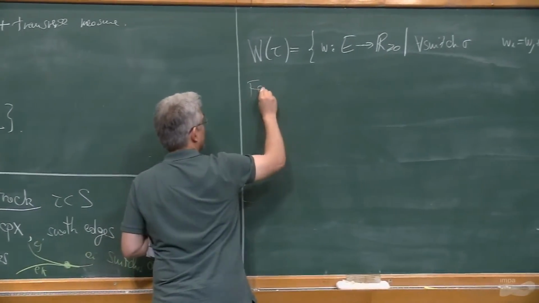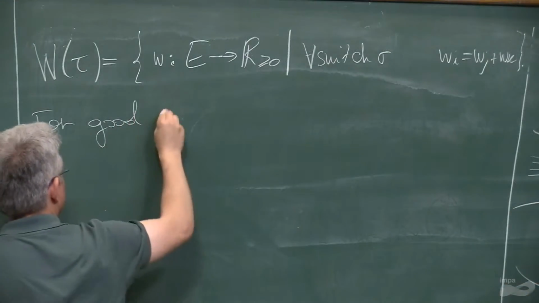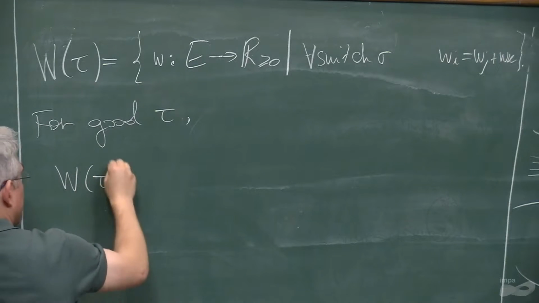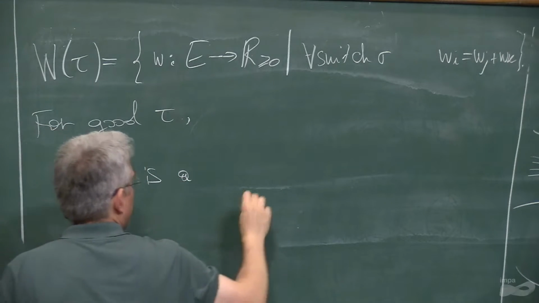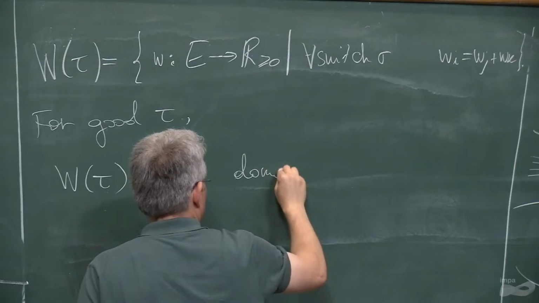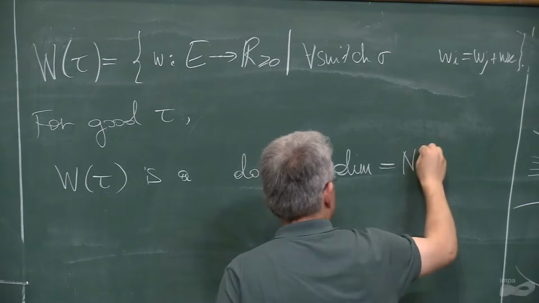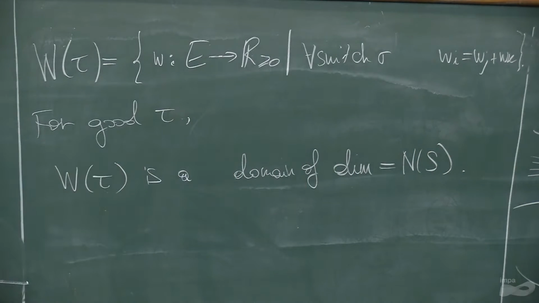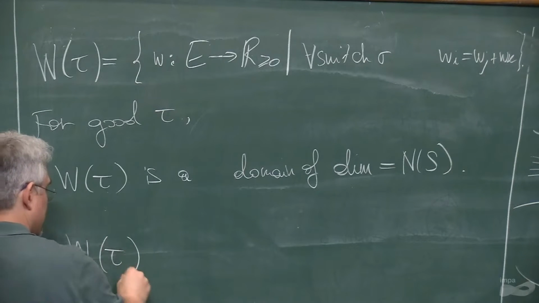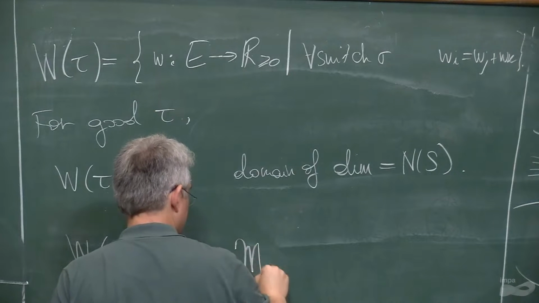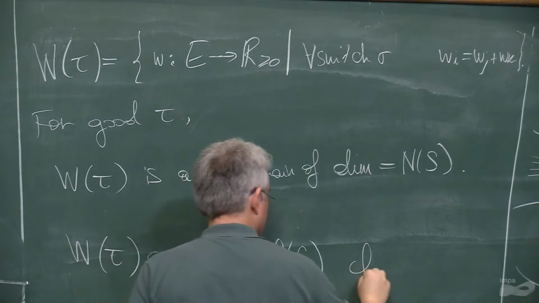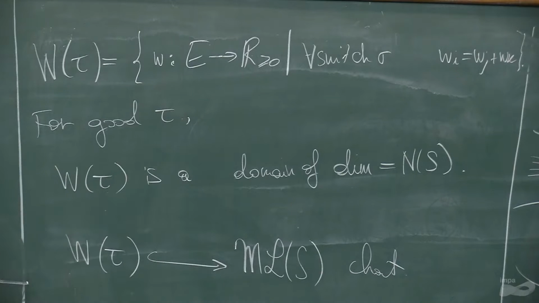So if you take the train track to be smart enough and good enough, so for good tau, this is a domain of dimension exactly the dimension you want. So it is not something thinner. It's something of the right dimension. And this gives a chart inside the space of measured laminations.